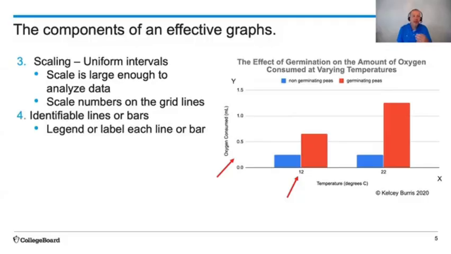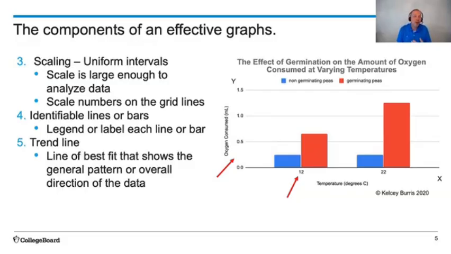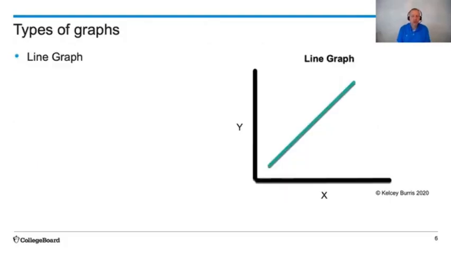Fourth, there needs to be identifiable lines or bars. So either have a legend or label each line or bar. And finally, when appropriate, there should be a trend line, which is a line of best fit that shows the general pattern or overall direction of the data.